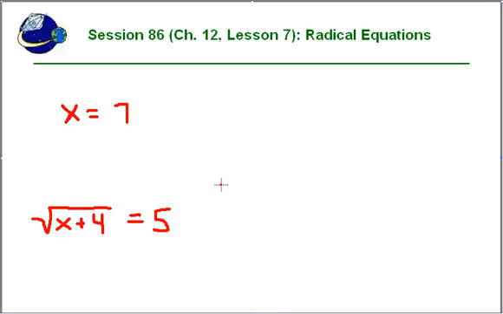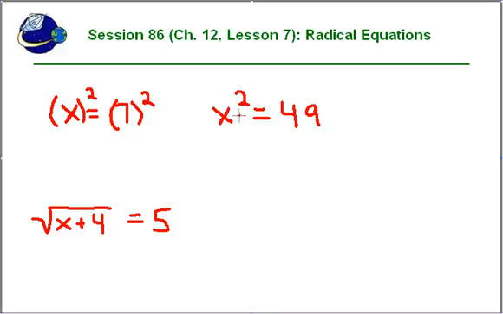Oftentimes, one of the strategies for solving a radical equation is that you end up squaring both sides of the equation. But you need to understand that by doing that, sometimes you'll be introducing an answer that really does not solve the original problem. As a quick example, let me show you a very simple equation. x equals 7. Let's say I wanted to square both sides. I'm going to square the left side and I'm going to square the right side. What I now have on the left side is x squared, and on the right side is 7 squared, which is 49.